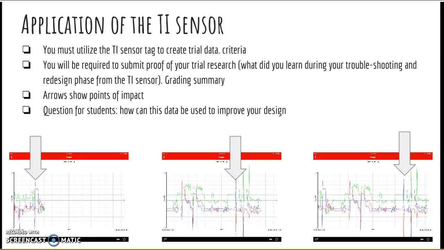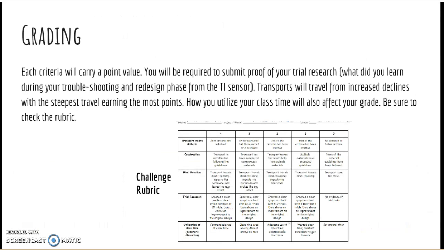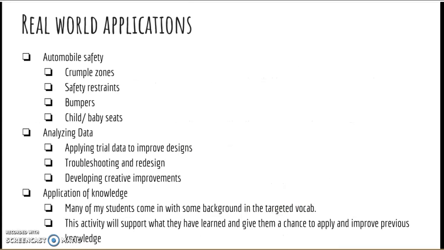As you can see here, I used the TI sensor and recorded some of the impacts, which students would have to interpret and see how they can improve on their designs. I did develop a grading rubric, mostly because students refuse to work for nothing, and I believe grades are kind of like their paycheck, and it motivates them to do the work and apply themselves. So the grading rubric will be given to them up front so they know what they're looking for and what to work towards. This activity allows students to use their imagination and create solutions that could translate into real-world applications.